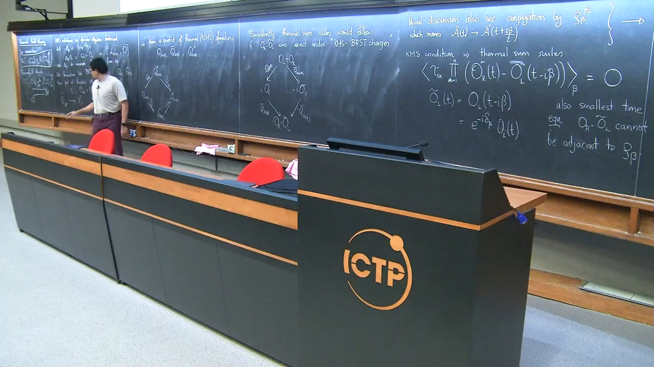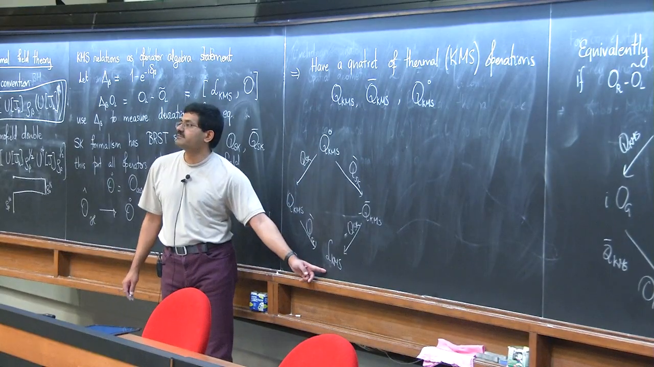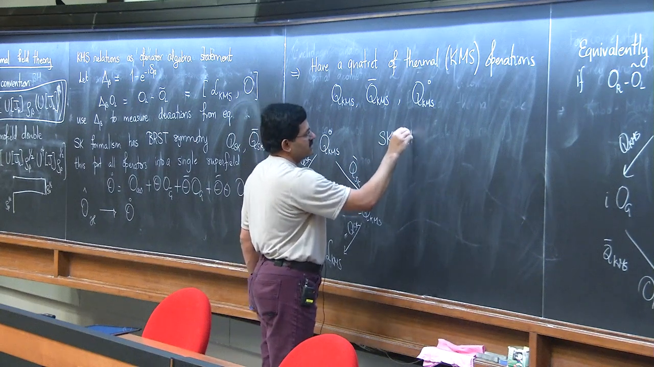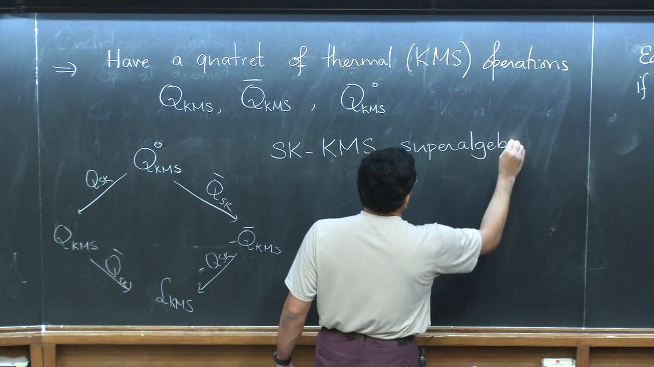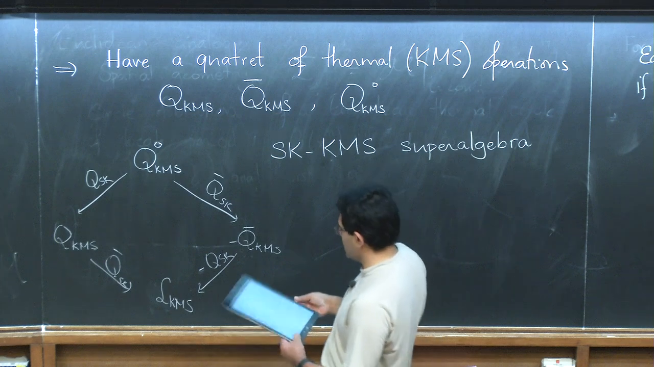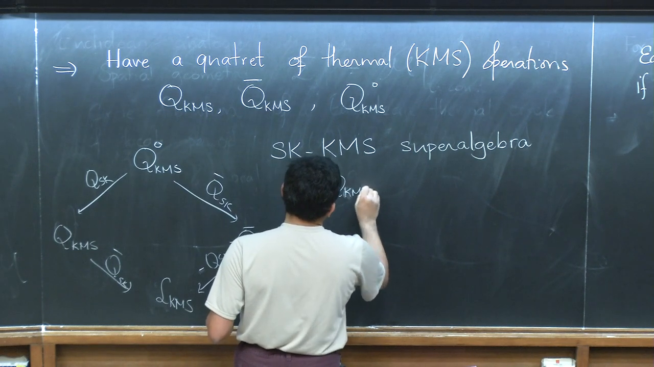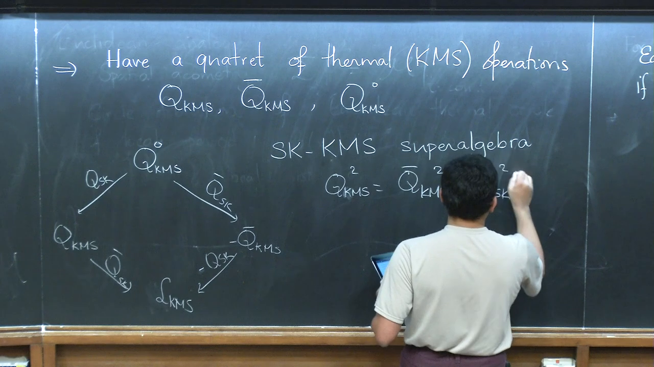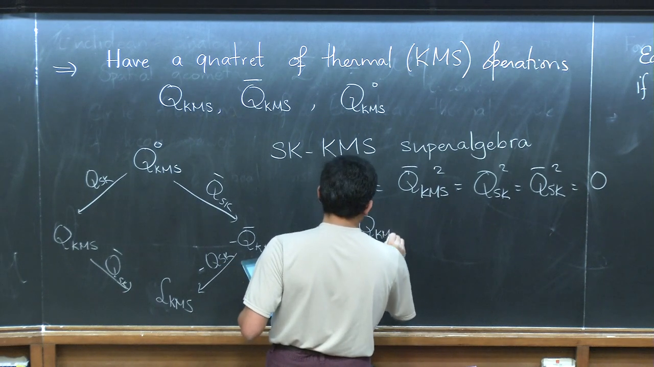And on this structure, there's the action of a bunch of generators. Six generators, four of which are Grassmann odd, and two of which are Grassmann even. So this algebra, I'm going to give it a name because it comes from the Schwinger-Keldysh and the KMS condition. I'll call it the SK-KMS superalgebra. And I'm going to try to use this later to constrain the dynamics of the theory. So all these supercharges are nilpotent. And the only non-trivial commutators are these.